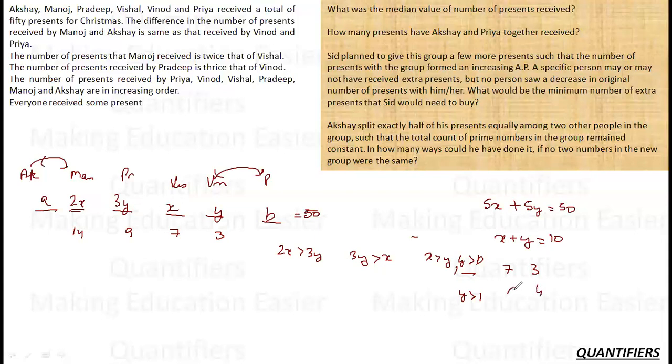If Y is 4, X is 6, and this is 12 and this is 12. This is again false because this has to be in increasing order. Which means I have only one solution, because after that these are equal and then X has to be greater than Y, which is not possible. So the only possible solution is this much that I wrote.